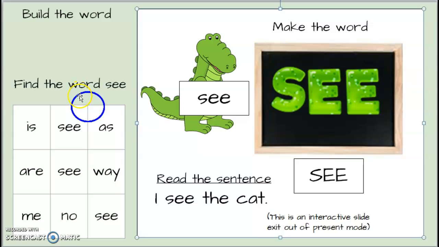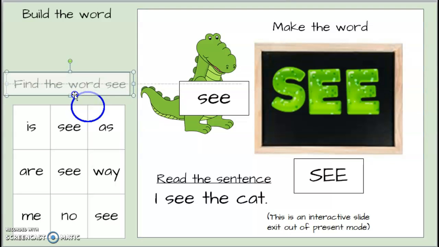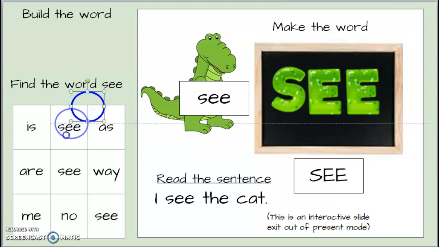Now let's look for the word see. Can you circle the word see? Okay, let's do it. How many see can you find? Here's one. Can you find any other? 2, 3. Very good. Are there any more? I don't think so. You did a great job.